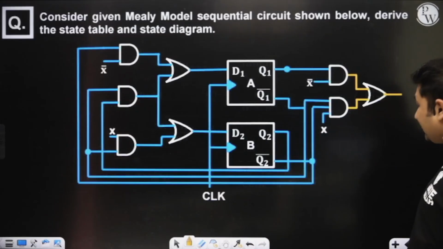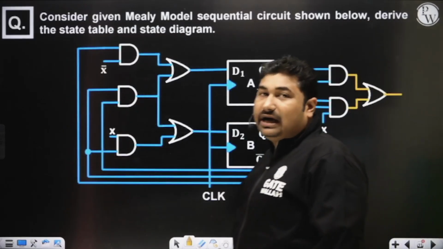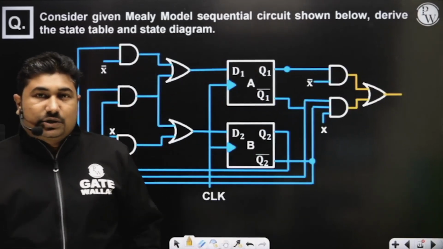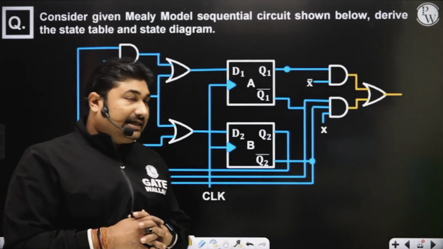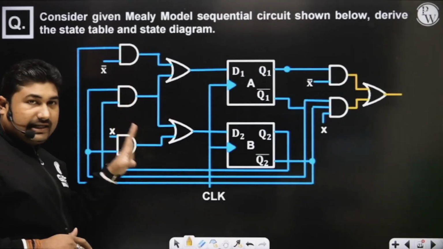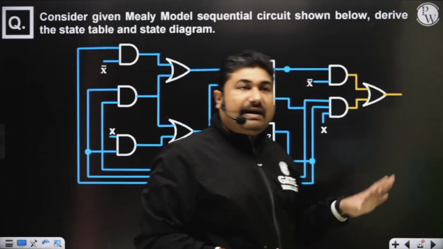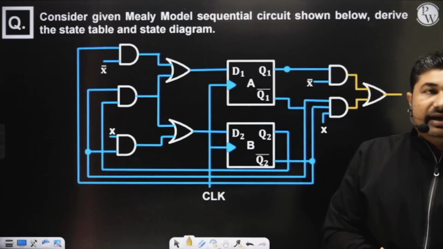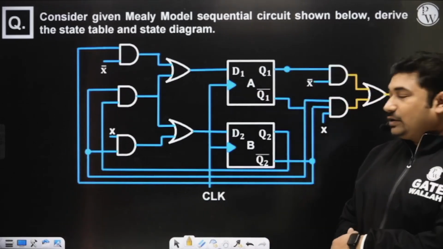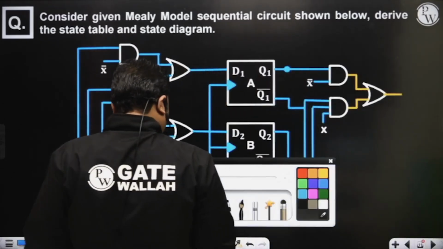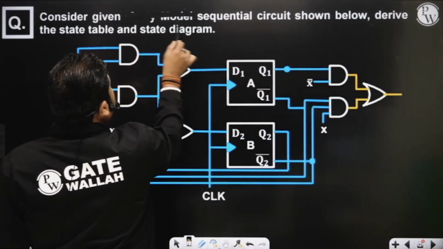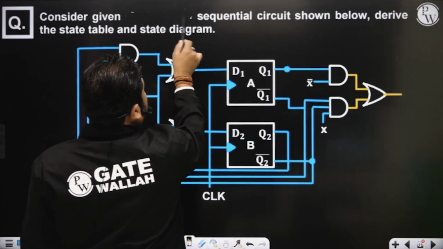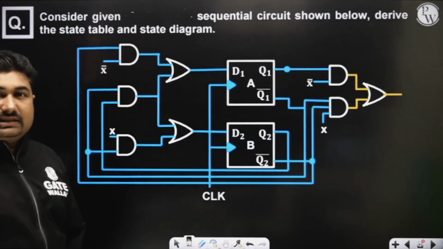Now I am interested to understand about the Mealy and Moore model. So I am explaining it with the help of one example first. Okay. Now please see. First of all, you need to identify whether the given circuit is a Mealy circuit or a Moore circuit.